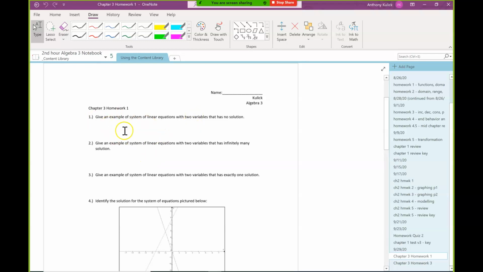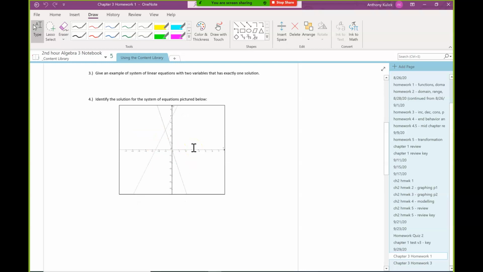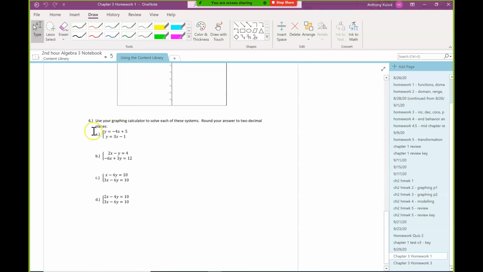So homework 1 is about graphing, so it's going to ask you for some examples, ask you to look at a graph that I've already drawn for you and tell me what the solution is, to graph one by yourself and find the solution, and then 4 where you're going to use your calculator to find the solution. These ones you don't have to do anything more than write down what the answer is because you're doing all the work with your calculator.